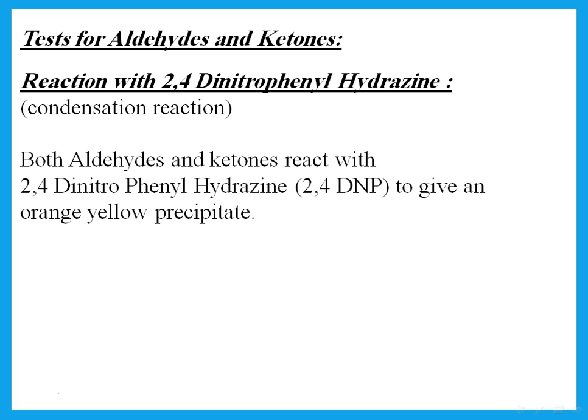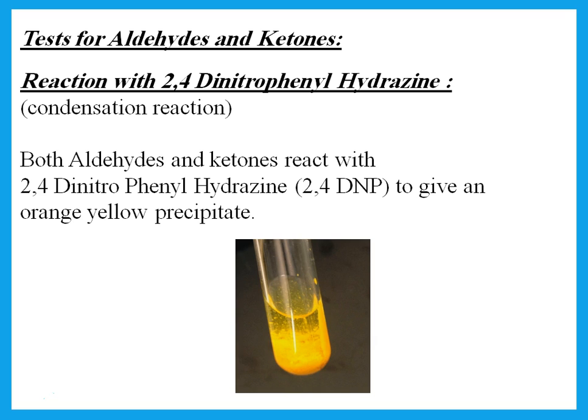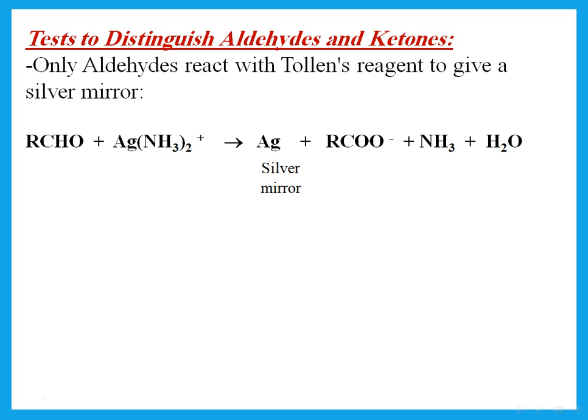Okay, tests for aldehydes and ketones. Remember, if I want to distinguish an aldehyde or a ketone from anything else, I use 2,4-dinitrophenylhydrazine. Both aldehydes and ketones will react with 2,4-dinitrophenylhydrazine to give an orange-yellow precipitate. So I use this test to distinguish between aldehydes and ketones and something else, like alcohols or alkanes and things like that.